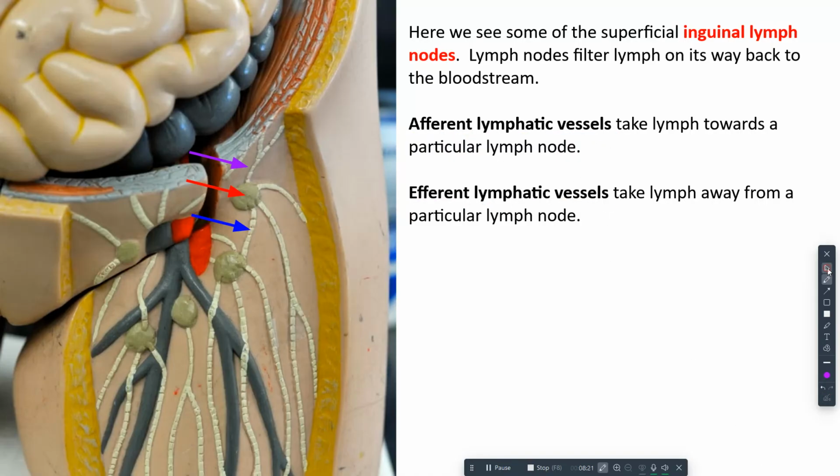Because these are relative terms, right? This guy is afferent to this node, but at the same time, he's efferent to this node. So remember, lymphatic vessels carry lymph. Lymph is old excess tissue fluid coming back to the blood. But that lymph can contain microorganisms, cancer cells. The nodes need to filter that out.